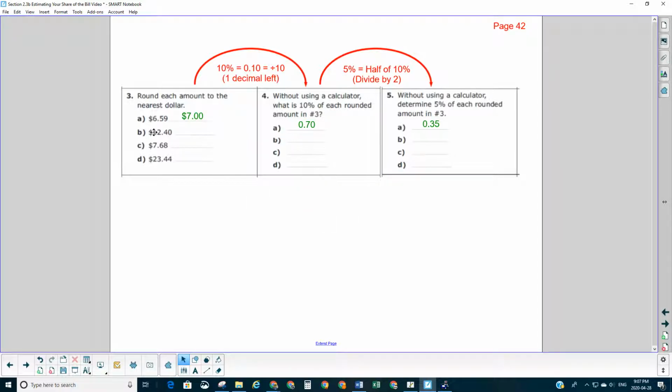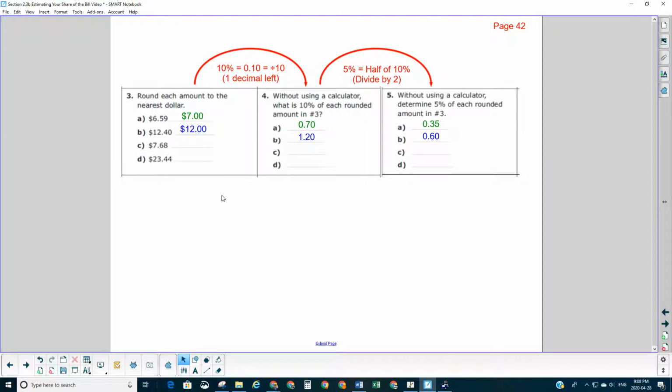Let's try another one. $12.40. The 40 cents, is that closer to $12 or closer to 13? Well, the 40 is less than 50, so it's going to round down to $12. What's 10% of that? We're going to divide by 10 or change the decimal place one spot. So it goes from 12 to 1.2, which is $1.20. And half of $1.20 is 60 cents. The way I think of half of $1.20 is I think of half of $1 is 50 cents and half of 20 cents is 10. So 50 and 10 gets me 60 cents. The other thing you think of it is 12. What's half of 12? That's 6. So 60 cents.